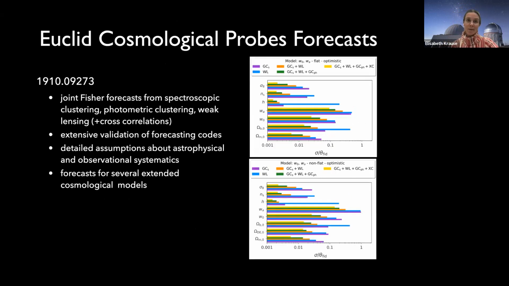For completeness, I just briefly want to highlight a nice paper by the Euclid collaboration doing similar cosmological forecasts. Again, joint Fisher forecasts from spectroscopic clustering, photometric clustering, and weak lensing. This paper includes an extensive validation of forecasting codes. That was really impressive to me. And importantly, the forecasts include different scenarios, both optimistic and pessimistic, for the different systematics. So that's another very useful resource to really look at how important systematics are for these forecasts.